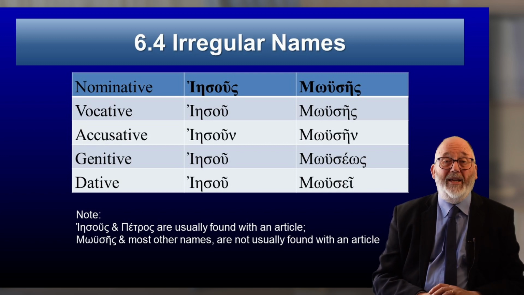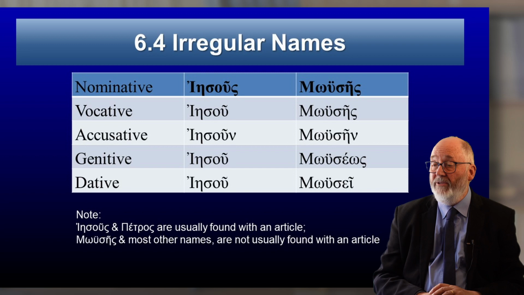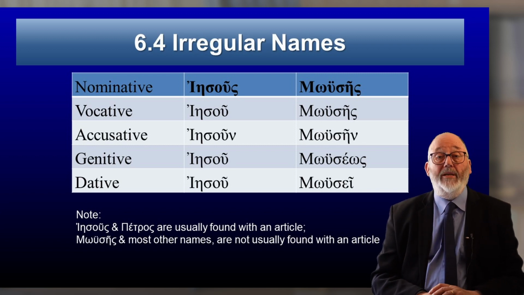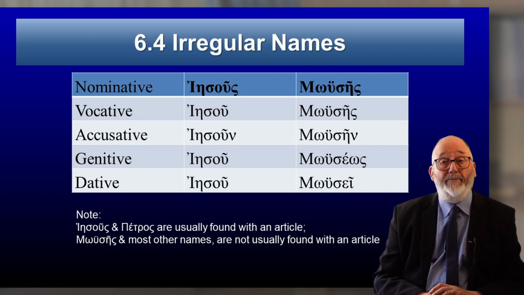One of them is used a great deal in the New Testament. That is the name Jesus. And as you can see, Jesus has distinctive nominative and accusative forms, but the vocative, genitive, and dative all end in -ou. That's a bit strange. The good news, though, is that the names Jesus and Petros are almost always accompanied by an article. So the article declines, and we can therefore work out what case the name Jesus is.